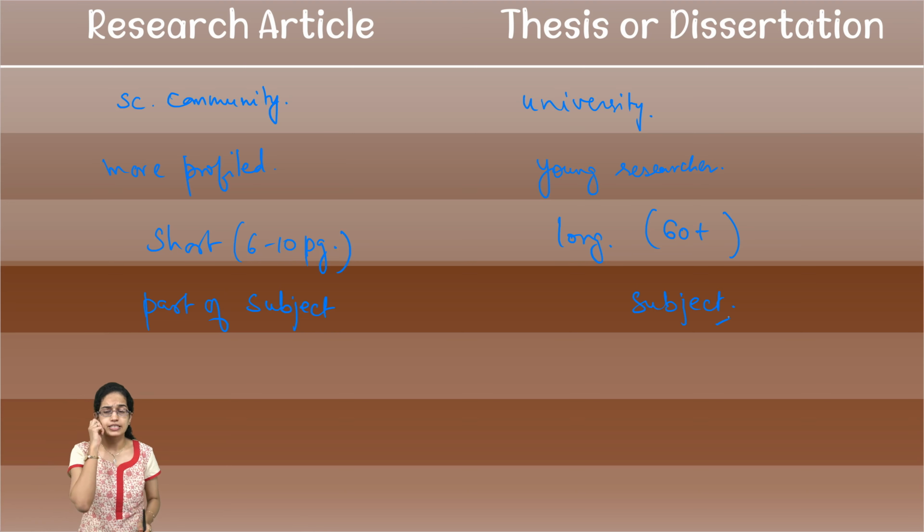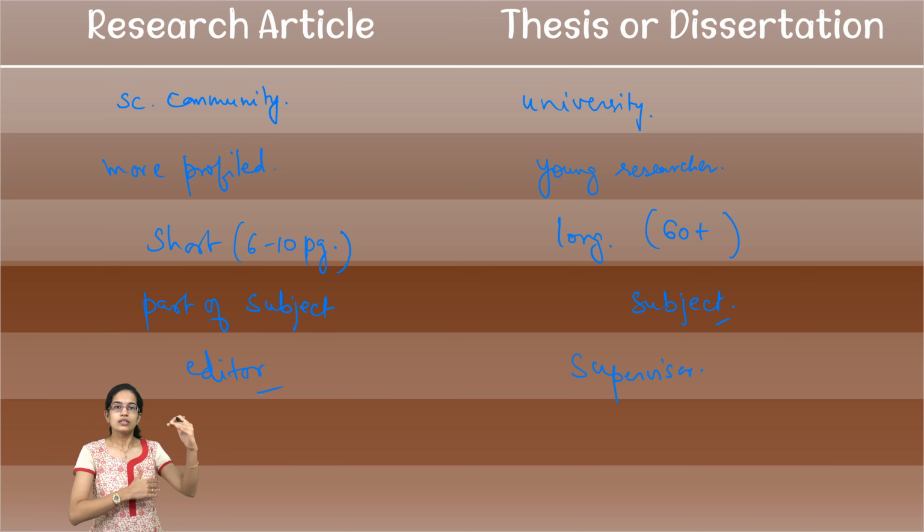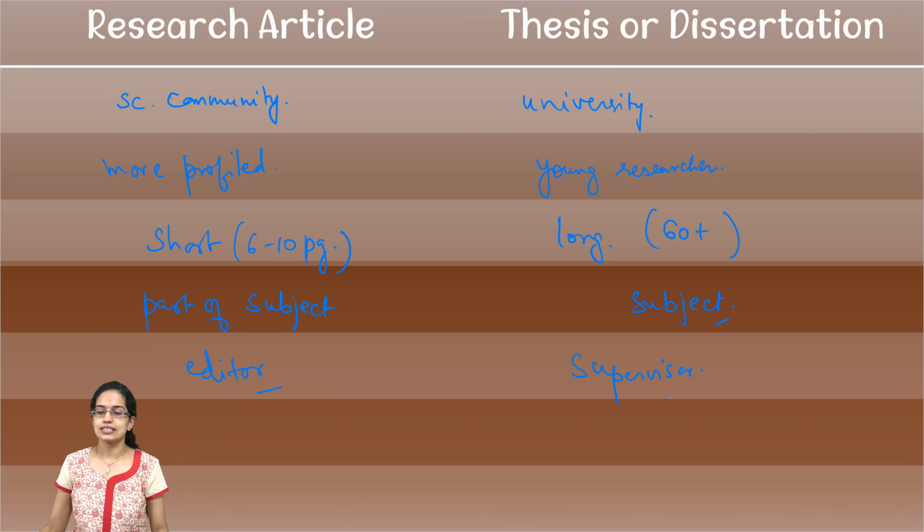Another major difference: a thesis is usually under the guidance of a supervisor. However, a research article is submitted to a journal where an editor looks after the research or the article that is being presented. Again, under a thesis, you have an oral examination that occurs towards the end. However, no such concept is required for a research article. So that's again a major difference.